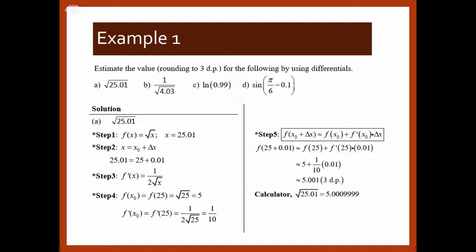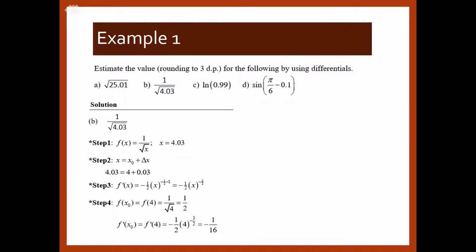You can also check the final answer using the calculator. By key in square root 25.01, the calculator will give you the answer 5.0009999. Let's proceed with 1b.